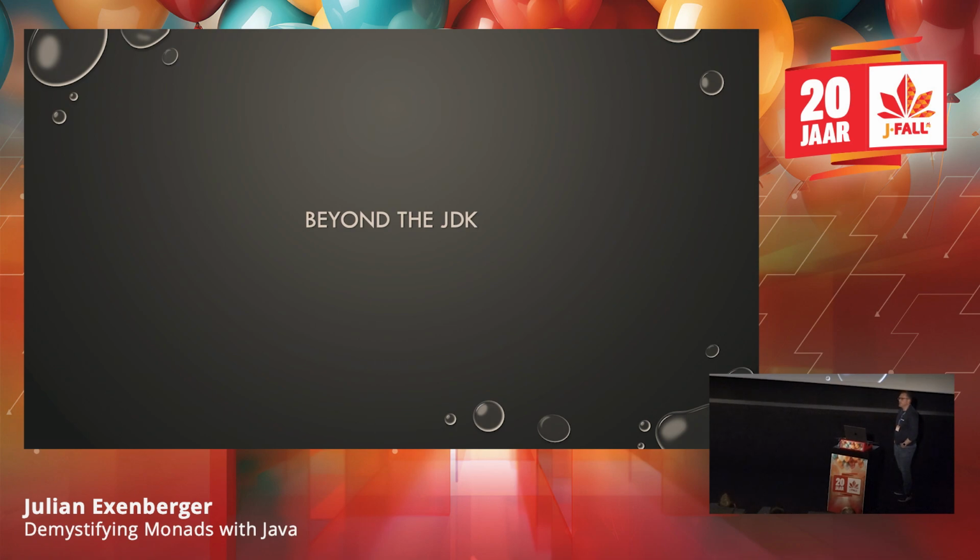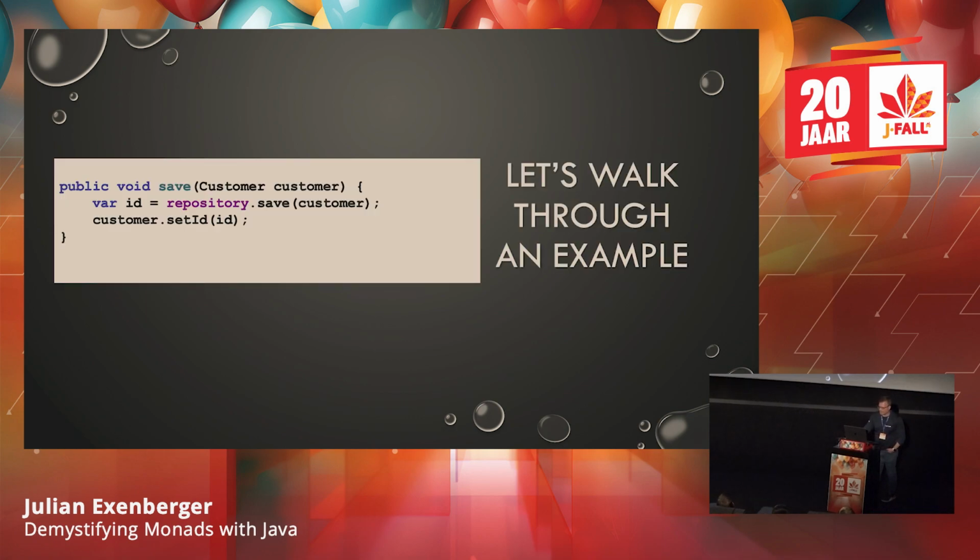What about things that we don't have inside the JDK? Best way to explain this is to walk through an example. So this is some very, very naive service code. Okay, so you've got some type of service, maybe inside Spring Boot or something like that, and you want to save a customer. You've got a repository of some kind, which is basically going to do the physical saving of the customer that you inject into your service. You have a save method which takes the customer, you save it, you get back an ID, set the ID on the customer. Okay, very basic, very simple, not very useful.